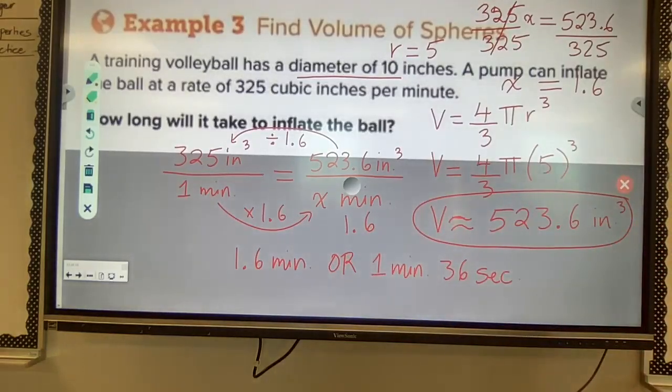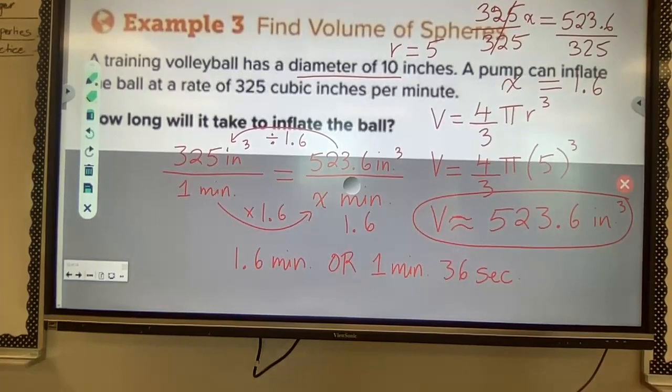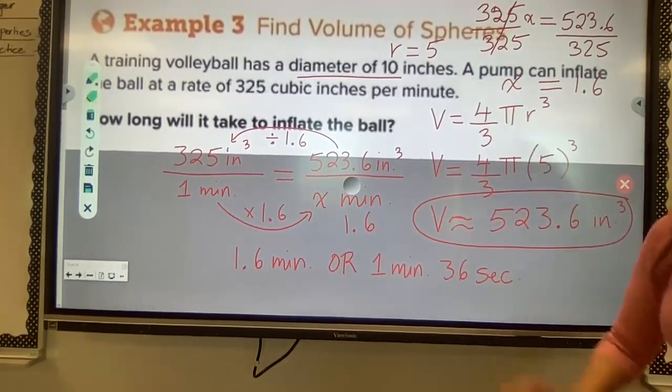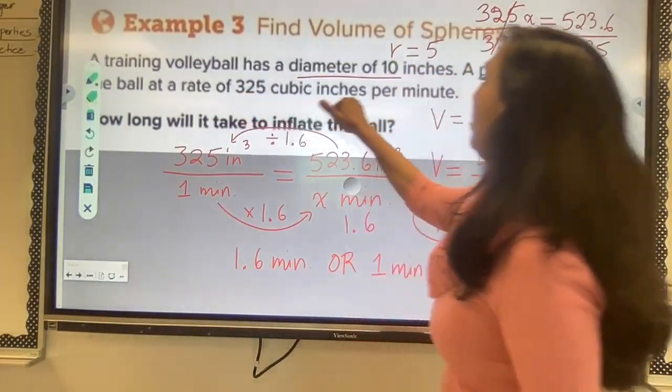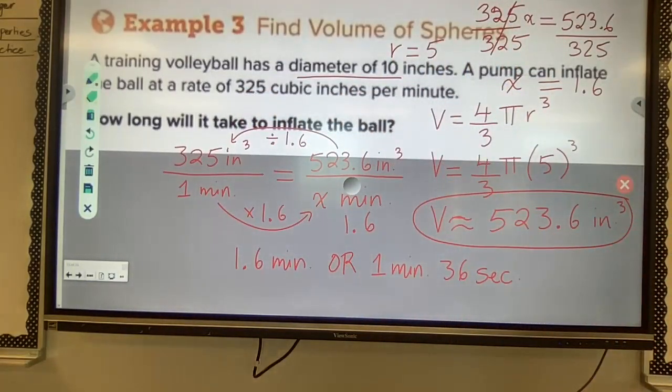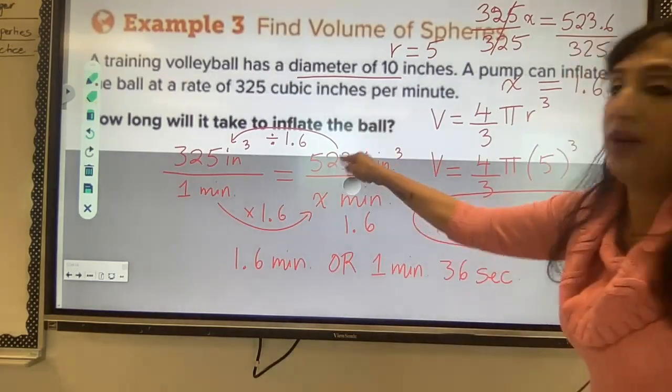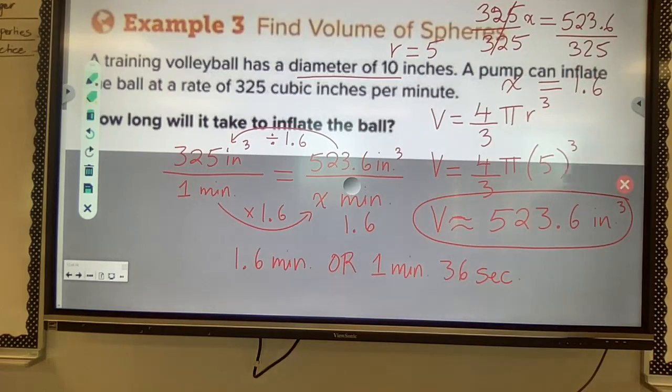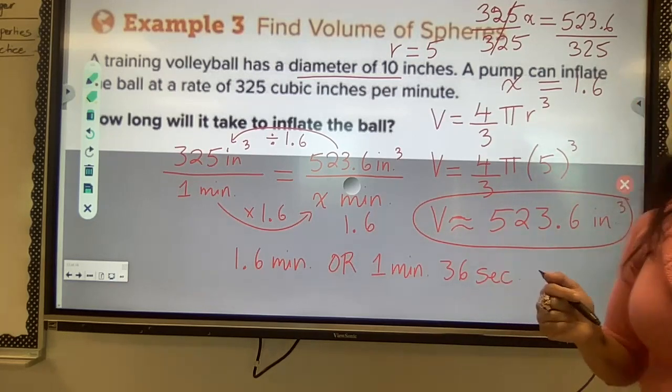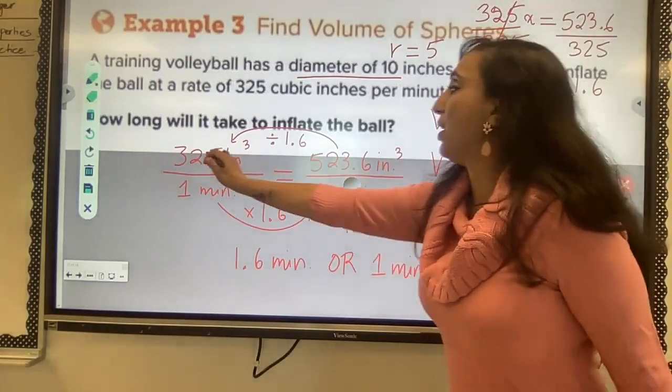Okay, so this is how we calculate on this problem. Now, without calculating, how do you know that the time to inflate the volleyball will be greater than 1 minute? Because it takes 1 minute to inflate 325 cubic inches. And when we look at the volume, it is greater than 325 inches cubed. So the volleyball will definitely take more than 1 minute to fill up, because this volume is greater than this volume.